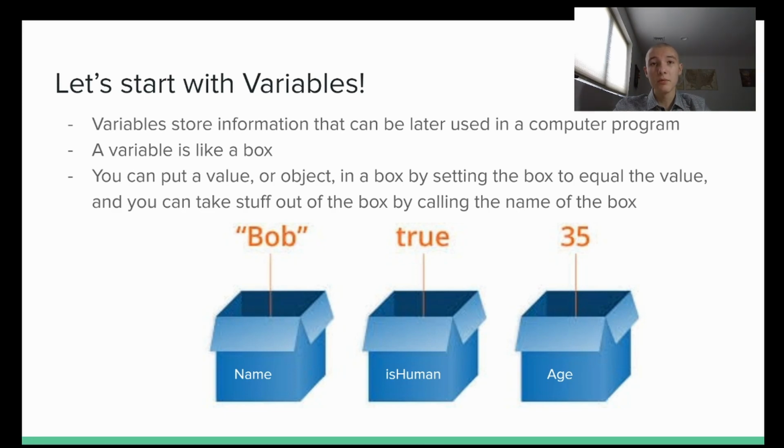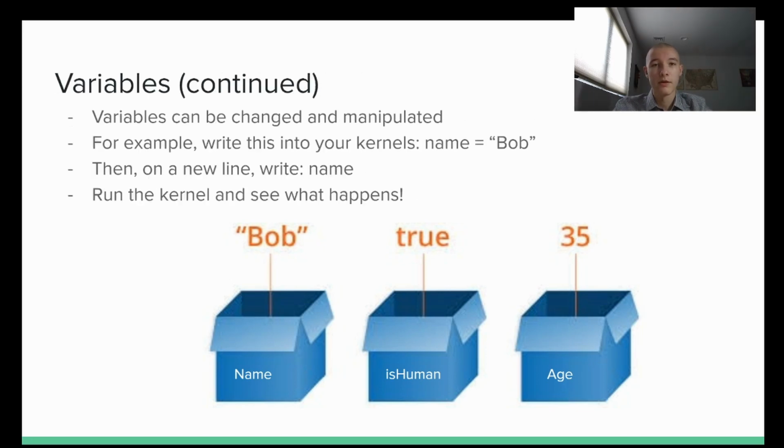So in this lesson we will be learning about variables. You can look at a variable as like a box that stores some kind of a value, and the box has a name. You can call the name, and when you call the name it returns what's inside the box. And you could use this box anywhere in the computer program. You can put a value, an object in a box, by setting it equal to a value. And you can take that stuff in the box by calling the name of the box as said before. And variables can be changed and manipulated. So you could change the name of a box, or you could change the value inside of a box.